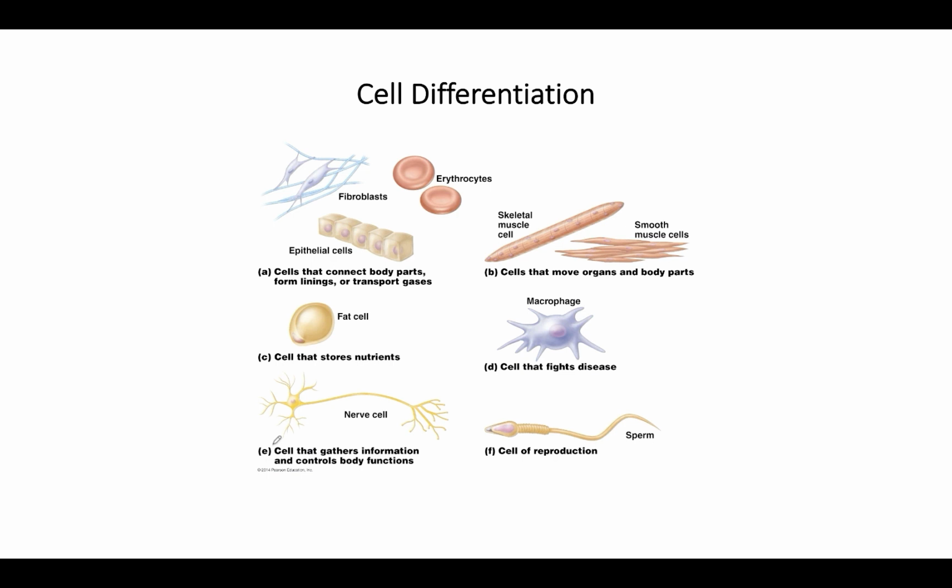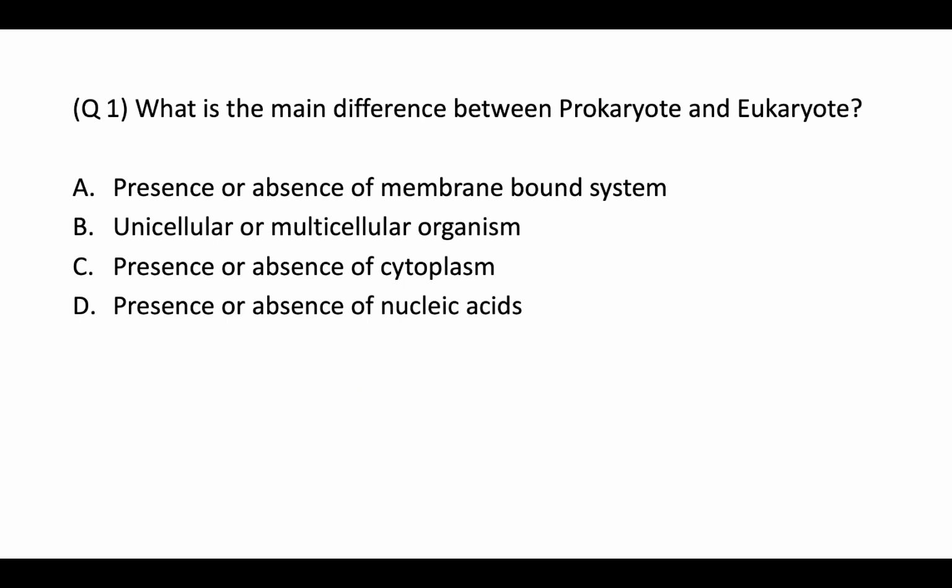When groups of cells are similar in their functions, they are called tissue. There are 4 types of tissue in the human body, which you will watch and study in the next video. Okay, let's solve the questions.